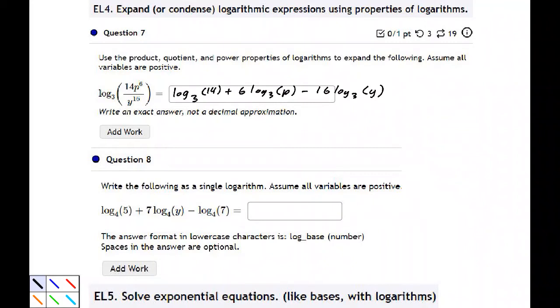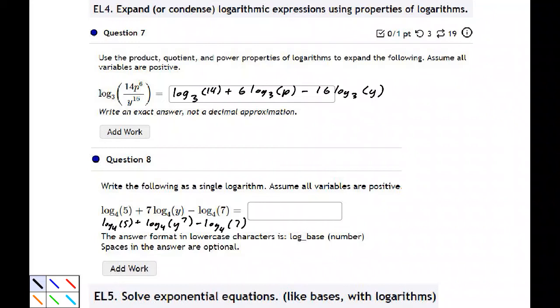Very first thing is I'd write 7 log base 4 of y as log base 4 of y to the 7. I'm just going to write that underneath. Log base 4 of y to the 7. And then we have at the beginning log base 4 of 5, and at the end, log base 4 of 7.